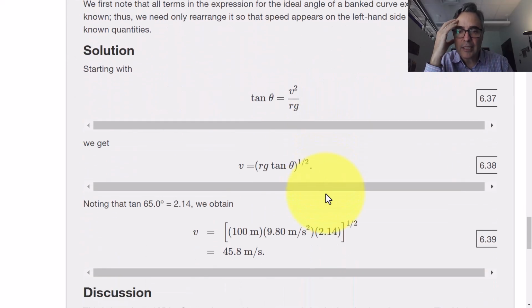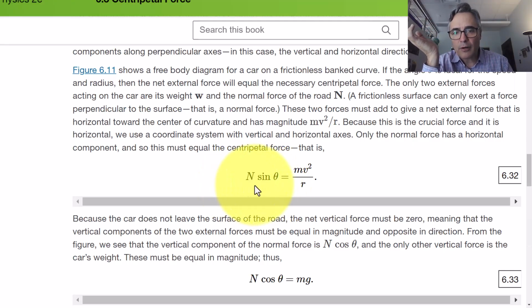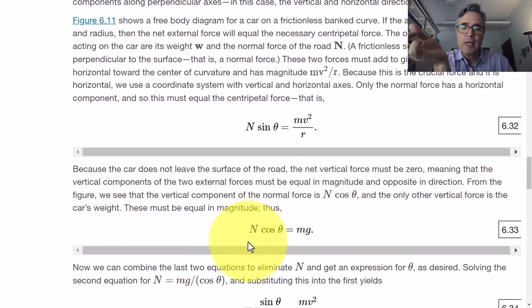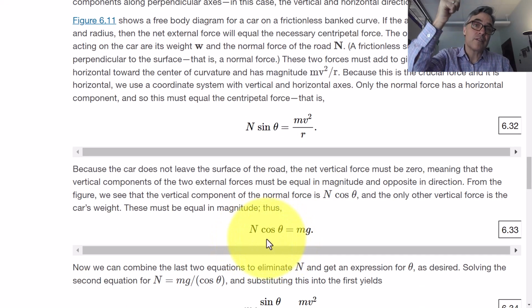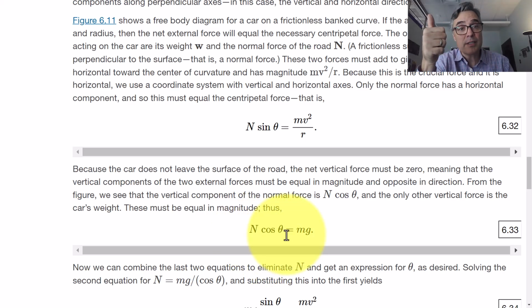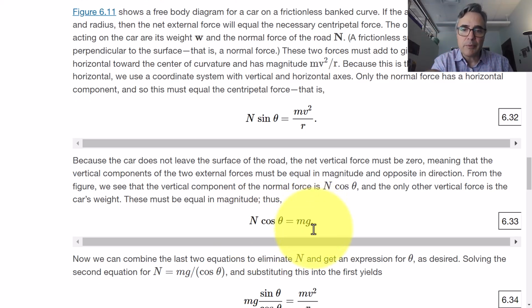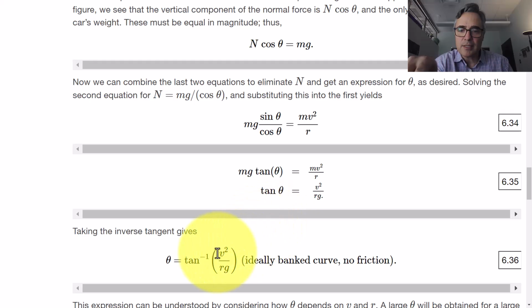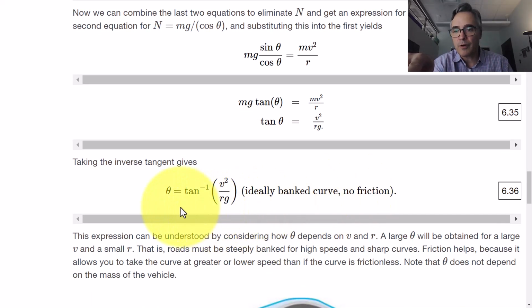When you do that, you just set the net force, which is m v squared over r, to be N sine theta, that component towards the center of circular motion, and you balance the forces in the y direction: N cos theta is equal to the weight. And when you combine these two equations, you get this banking angle for a banked curve with no friction.